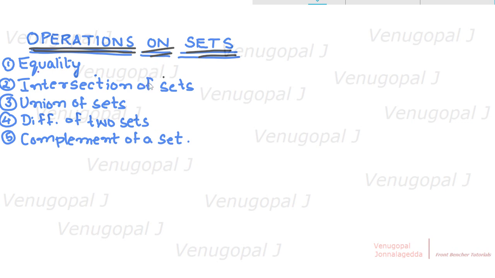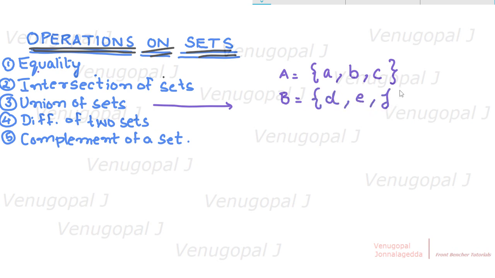Now let's talk about a new topic, which is union of sets. Union, unlike intersection, is combining the elements of two or more sets. Now here I'll take an example. Let's consider a set A having letters A, B, C, and I'll consider another set which is having elements like D, E, F.